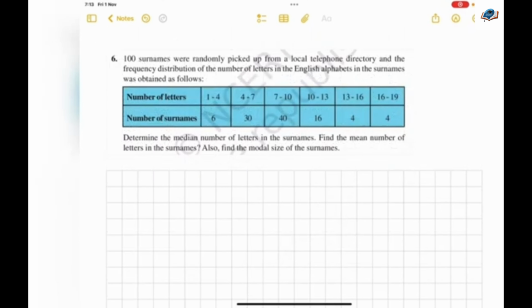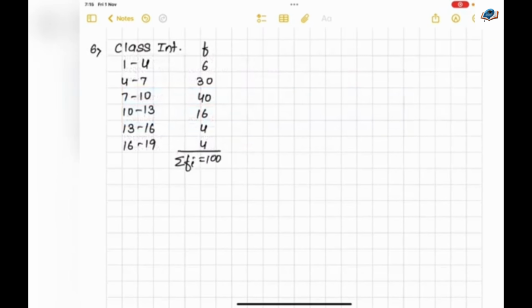Now the sixth sum says 100 surnames were randomly picked up from a local telephone directory and the frequency distribution of the number of letters in the English alphabet in the surname was obtained as follows. Determine the median number of letters in the surname. Find the mean number of letters in the surname. Also find the modal size.